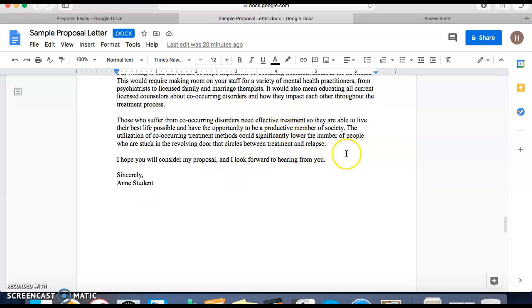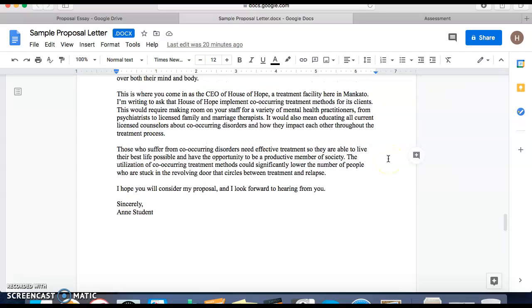And then she ends with this call to action of, I hope that this solution will be implemented because it will significantly lower the number of people who are stuck in the revolving door that circles between treatment and relapse. So this is a really good way to end your proposal, kind of reiterating your argument, saying why you hope your solution will be implemented, what the results of it will be.